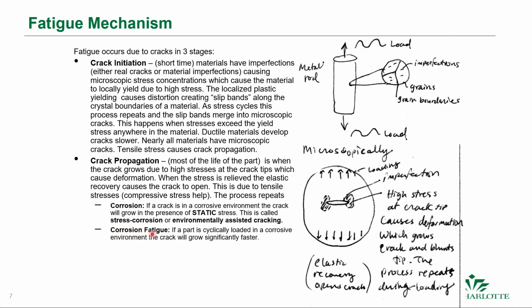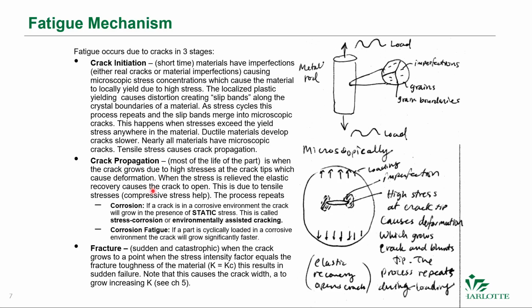Corrosion fatigue is what we call a part that's loaded in a corrosive environment, and the crack will grow significantly faster. Okay, and then finally, the last stage of fatigue is fracture. It's sudden and catastrophic, and it happens when the crack grows to a point when the stress intensity factor equals the fracture toughness of the material.